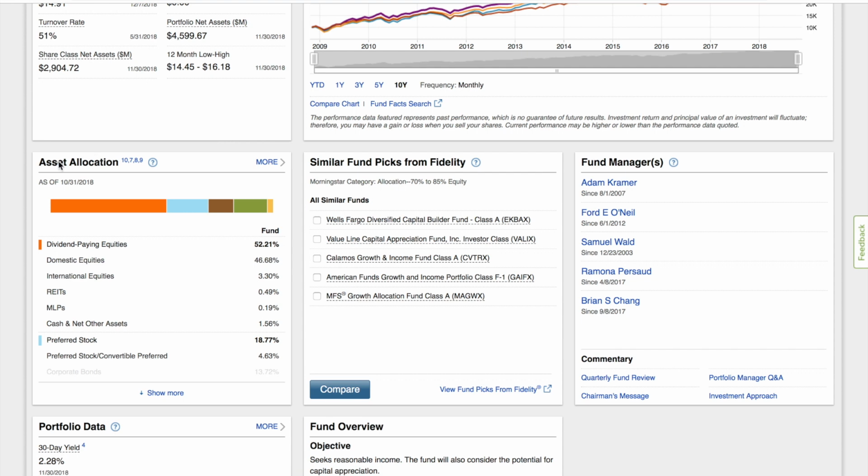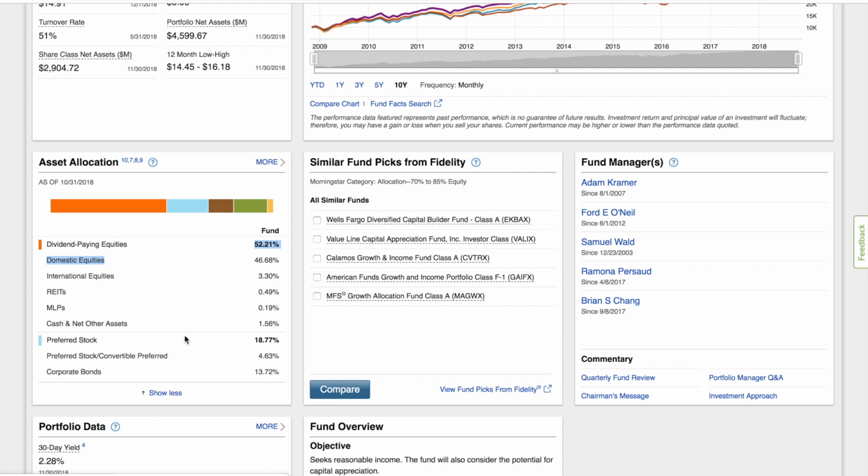So you see here asset allocation, that's basically telling you what this mutual fund holds, and you're seeing here 52% of the stocks in this mutual fund are dividend paying stocks. The additional 46% is U.S. stocks, domestic means United States, and 3% international. And then you have a very small percentage in REITs, which stands for Real Estate Investment Trust, and MLPs.